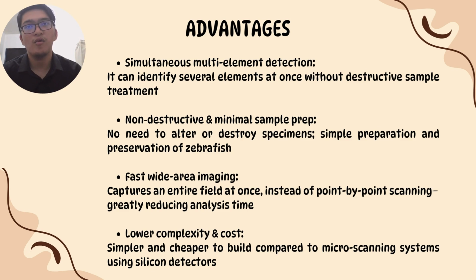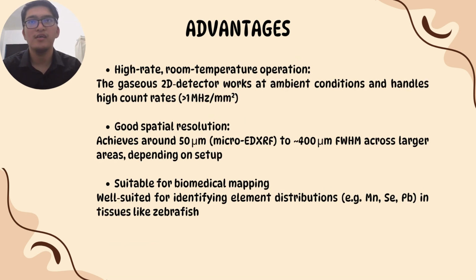And it is lower in complexity and cost. It is simpler and cheaper to build compared to micro scanning systems using silicon detectors. It is also high rate and operates at room temperature. The gas 2D detectors work at ambient conditions and handle high count rates. It also has good spatial resolution. It can achieve around 50 micrometers to 400 micrometers across larger areas depending on the setup.